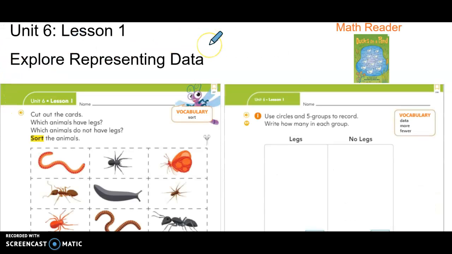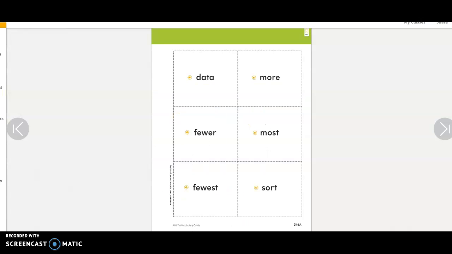Okay, now we're going to be diving into our new learning. The title of this lesson is Explore Representing Data. So the data that we're working with today is going to be related to bugs. So the first part of the directions say, cut out the cards. Which animals have legs? Which animals do not have legs? Sort the animals. Really quick, I want to talk to you about your vocabulary words for this unit.